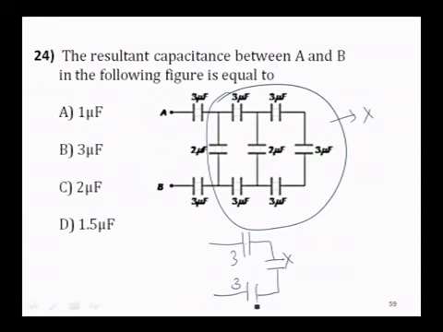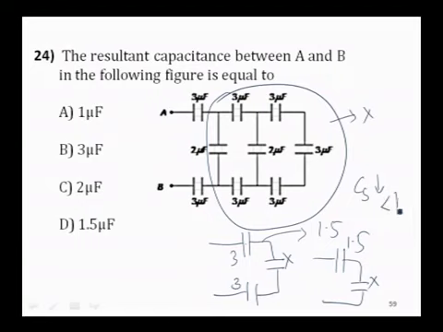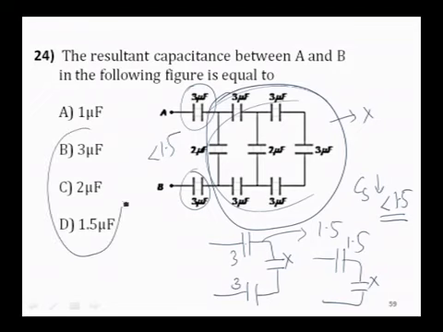3 and 3 in series becomes 1.5. So, finally, it should be 1.5 and x. 1.5 and x in series, I have already told, CS is always decreasing the effect. Your answer should be less than 1.5. So, just by looking at these 2 in series, 1.5, whatever happens here, it should be less than 1.5. All these 3 are not possible. This should be the answer.